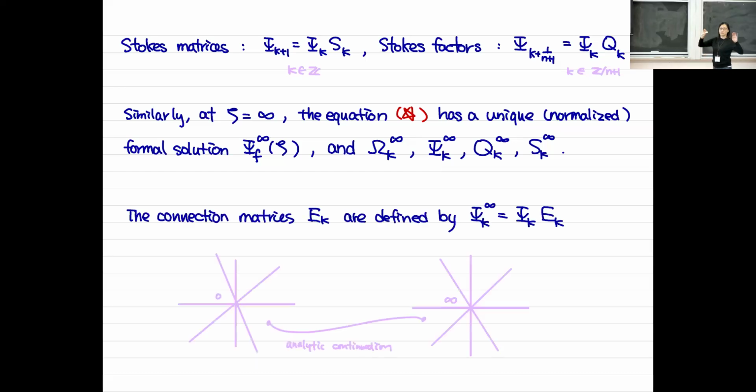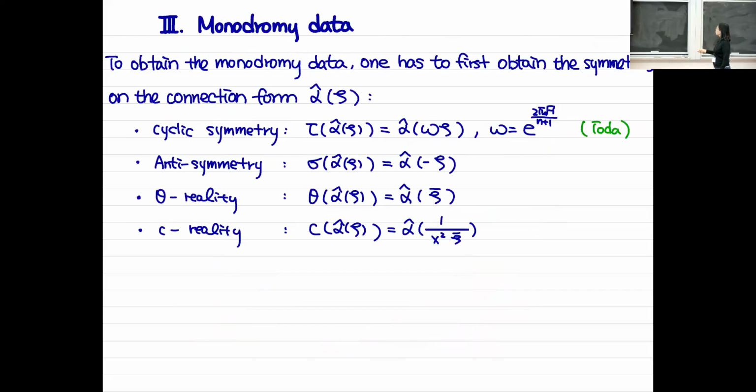So what happens between these two poles? In the current situation, on CP1, we only have two poles, at 0 and infinity. The relation between these two poles is characterized by the connection matrices. Basically, you just do analytic continuation from one pole to the other. So that's the E_K. So now you have this set of data. That's the general situation you will have if you have a meromorphic ODE: you have the connection matrices, and you have the Stokes matrices.